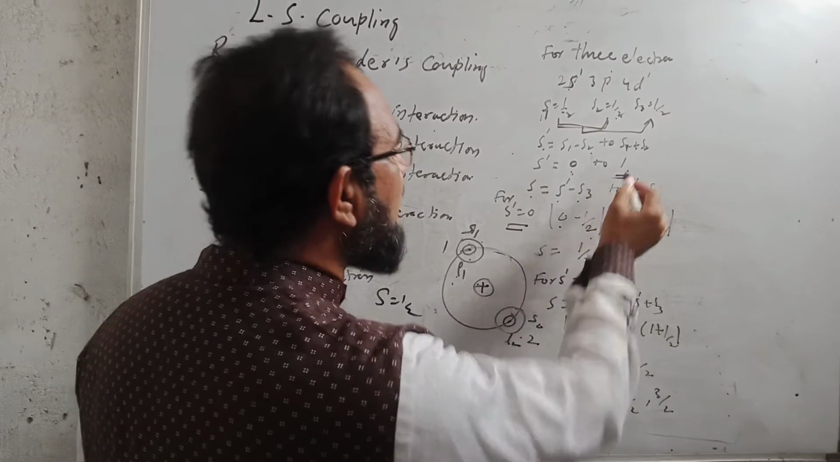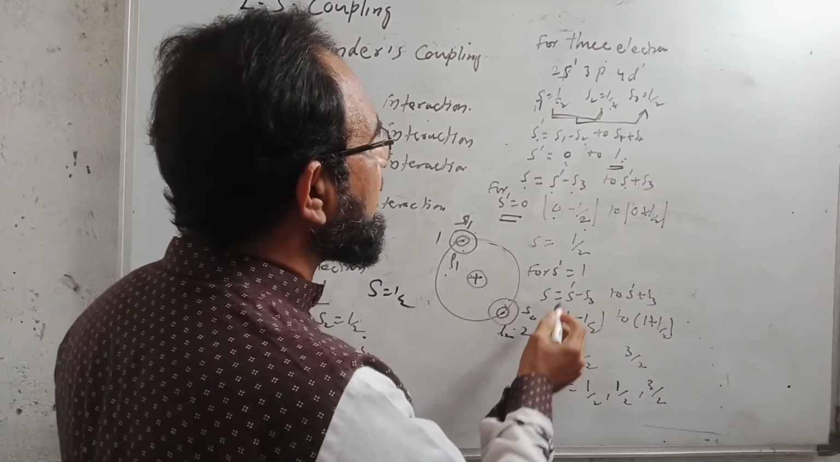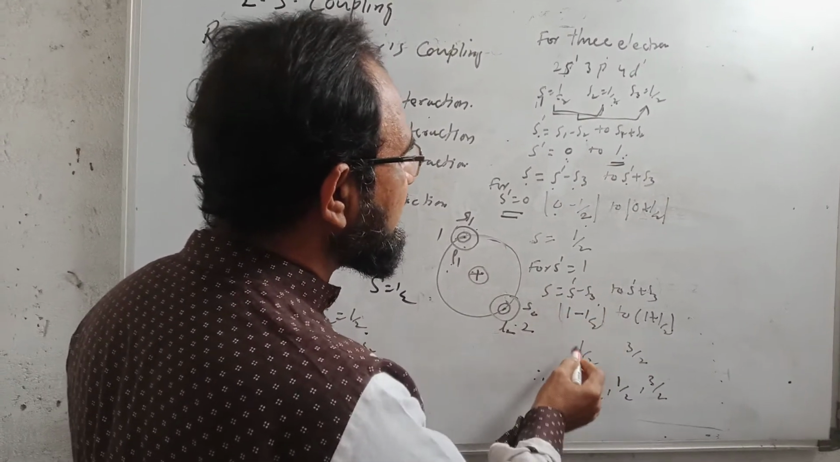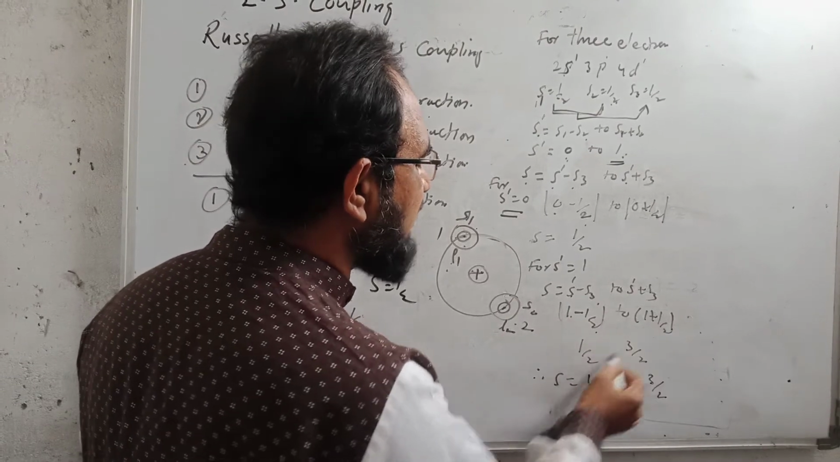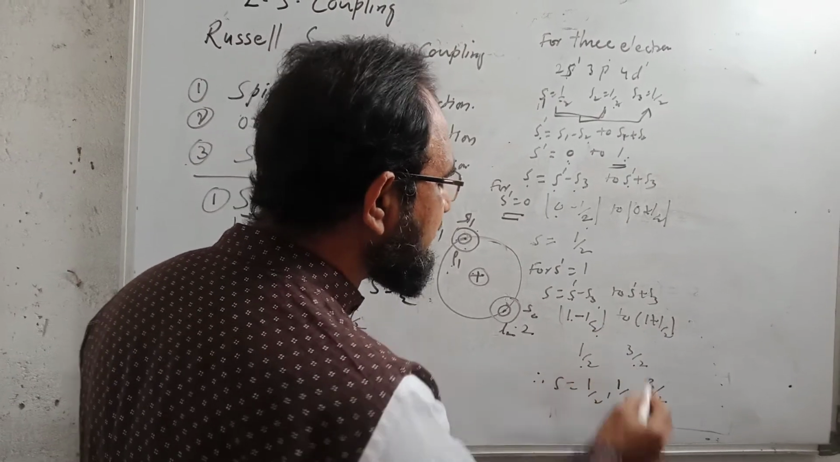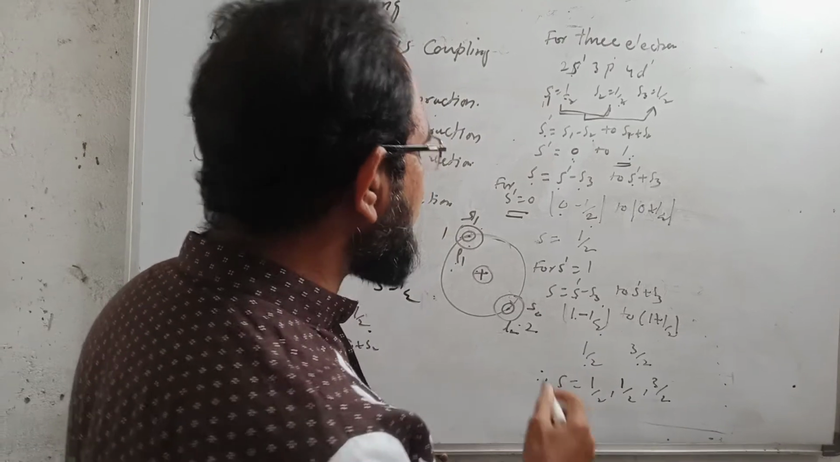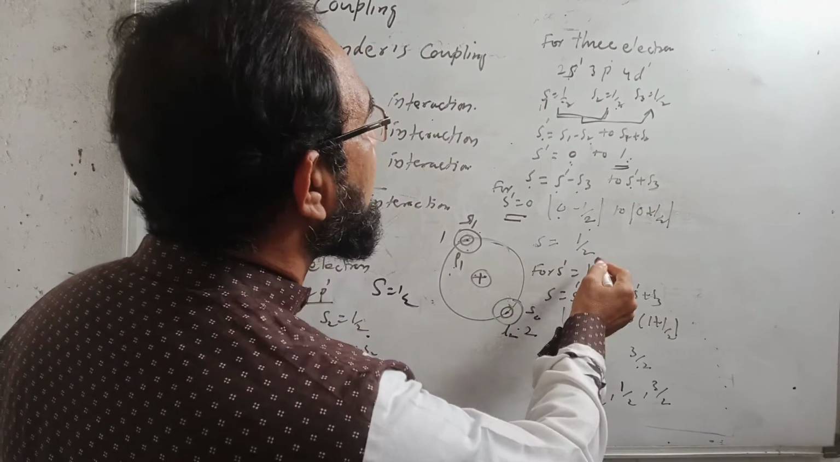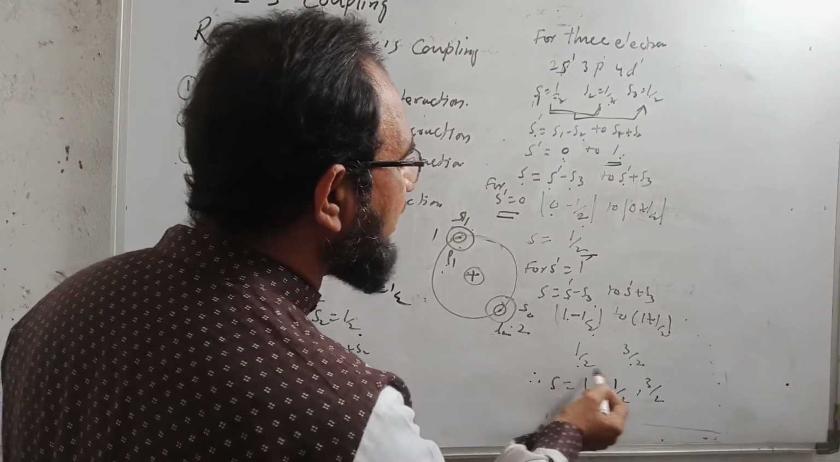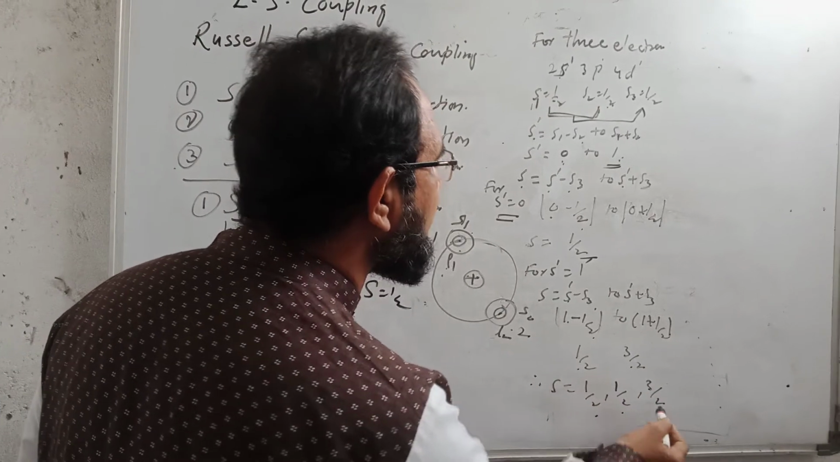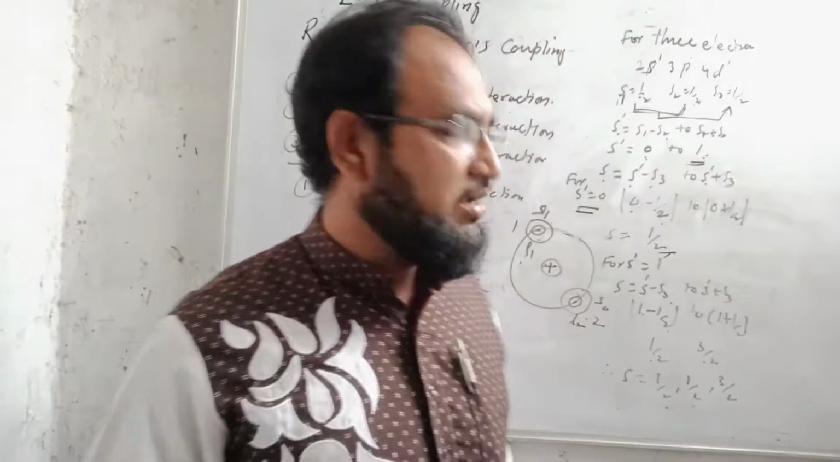Now for the second value, S dash equal to 1, I take S dash minus s3 to S dash plus s3, that is 1 minus half to 1 plus half, and I get the values half and 3 by 2. So I have here the three values: half for the first one, and half and 3 by 2 for the second, means the values of S are half and 3 by 2.